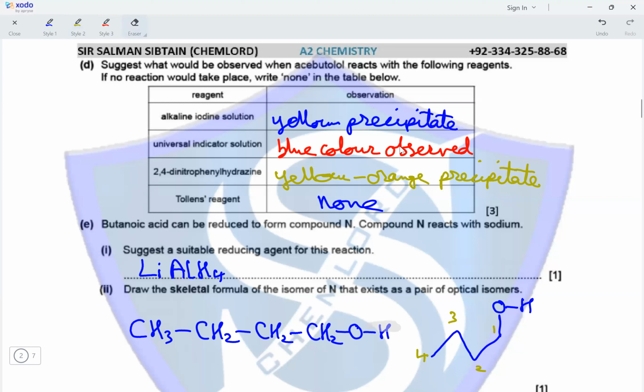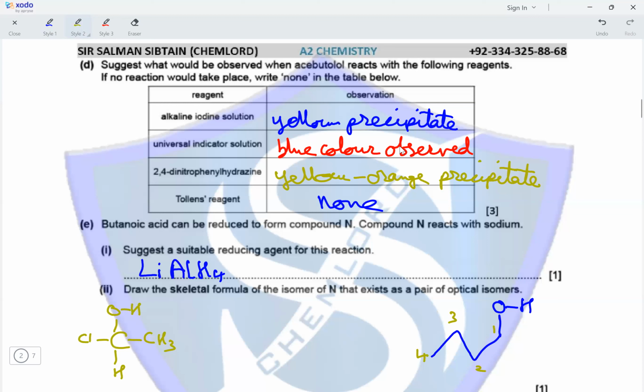That means we have to convert it into a chiral carbon atom. For that, we will place the OH group away from the first carbon atom and onto the second carbon atom. By doing so, we end up with a molecule in which we've got a CH3 group on one end, OH on another, H on the third bond, and a CH2 and a CH3 on the fourth bond, making this a chiral carbon atom to which the OH group is attached. Finally, we convert it into its skeletal formula.